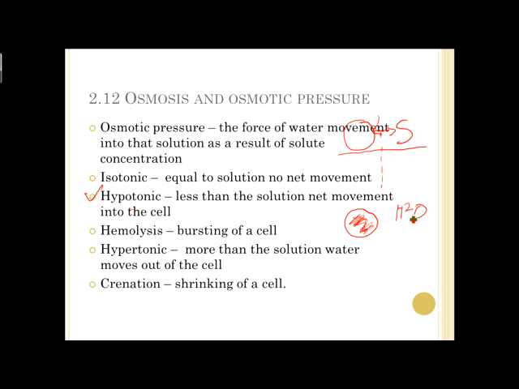Example of this would be if we ran just water into the vessels or into the veins. This stuff here would have a gigantic net movement into the cell until the point where it would burst the cell in some cases, which leads us to the next term, hemolysis, or bursting of a cell. So whenever something is hemolyzed or hemolysis occurs, the cell itself has been burst open.